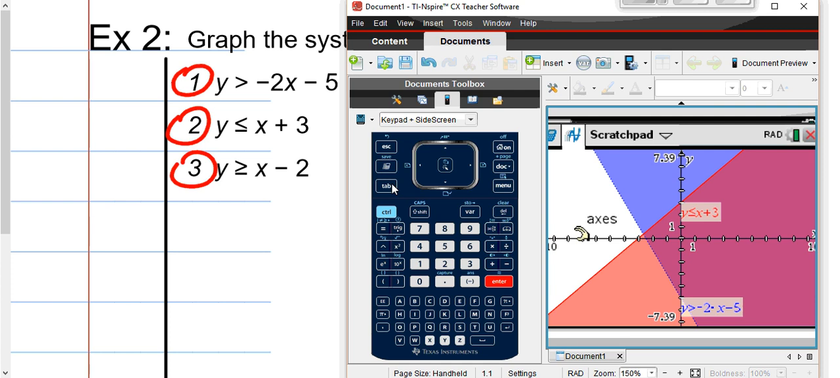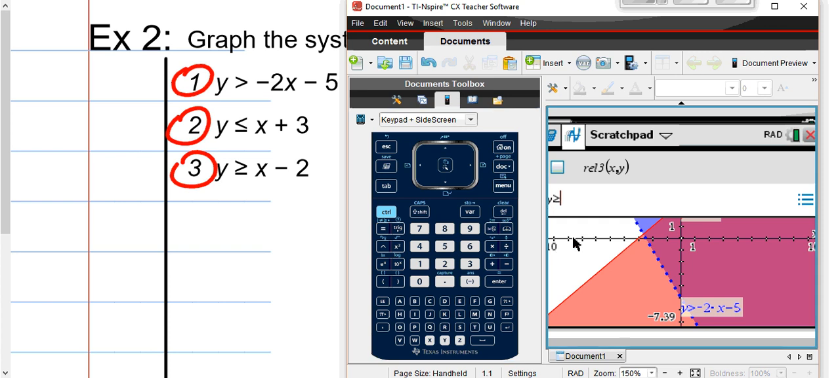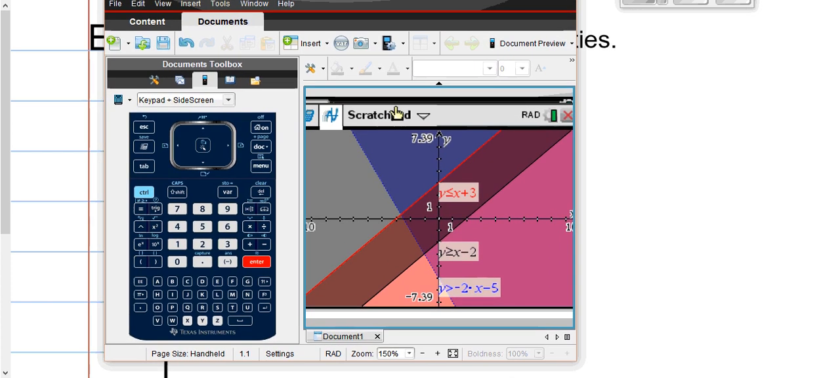If you happen to press enter like I just did, you can just press tab and it'll pull it back up for you. The last one, y is, make sure you press control, enter, pull up. We need a greater than or equal to, so there it is, greater than or equal to x minus 2, and press enter.